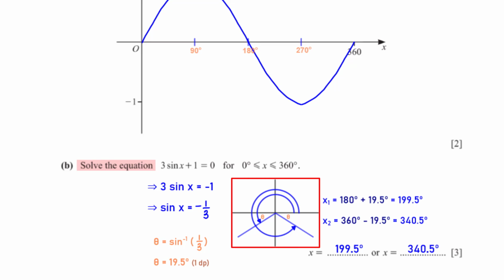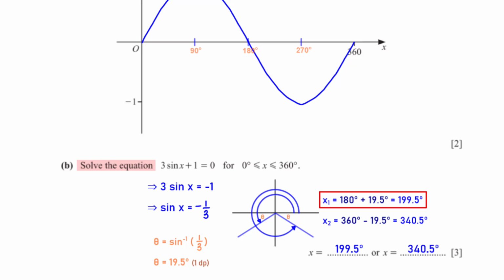Now we draw the quadrants. Sine is negative, so we measure the angle of theta from the horizontal axis in the quadrants where sine is negative. When we go round the quadrant the first time, we get x equals 180 degrees plus 19.5 degrees, which is equal to 199.5 degrees. And when we go round the quadrant the second time, we get 360 degrees minus 19.5 degrees, which is equal to 340.5 degrees.